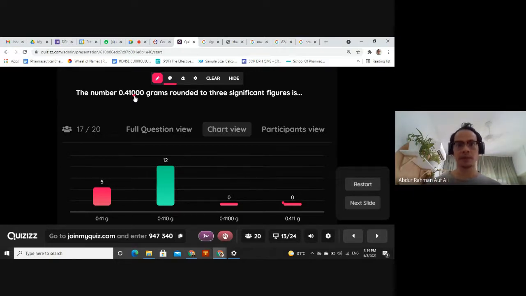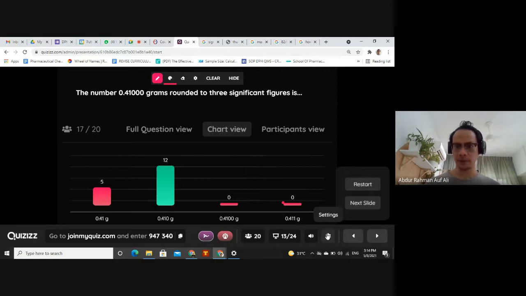Kalau dia suruh bundarkan kepada 4 sig figs, kamu tengok this value because this is the fourth sig fig. Okay, kita start counting from the left. This is the first sig fig, the second sig fig, the third, the fourth, and the fifth. Okay. All right. So I think that's it.